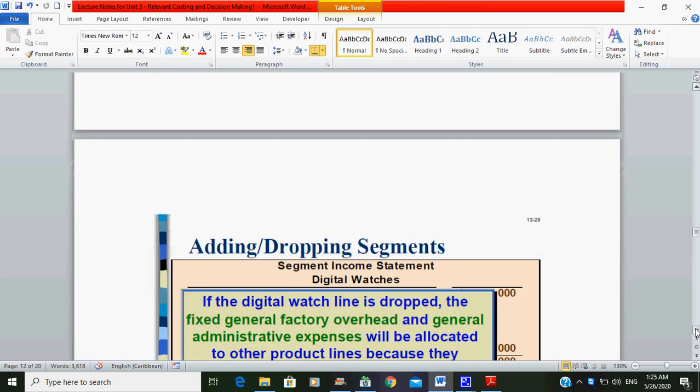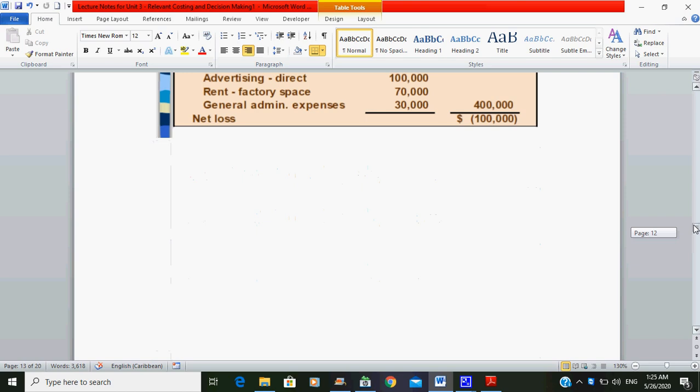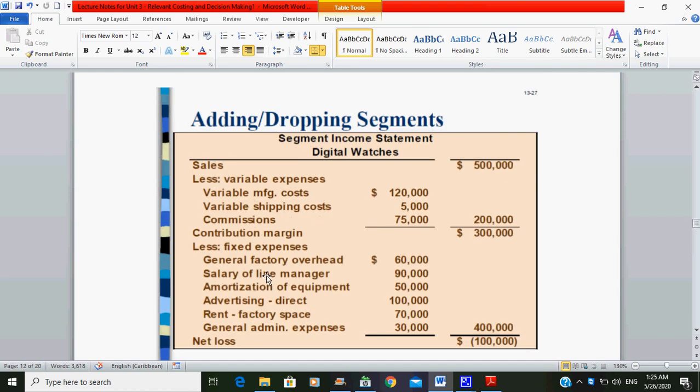Now, if the digital watch line is dropped, the fixed general factory overhead and general administrative expenses will be allocated to other product lines because they are not avoidable. Referring to this one and also general admin, those two, 30 and 60, which is 90,000, right? They are not avoidable. Good.